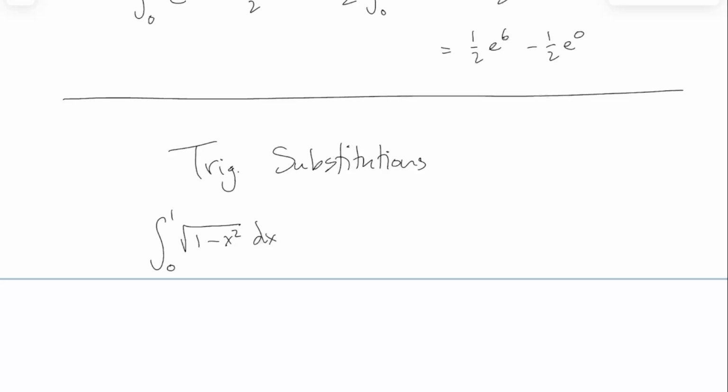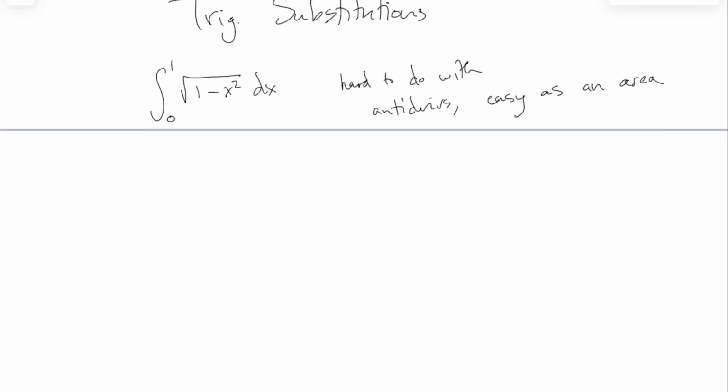this is usually one of the first example integrals that people talk about when you learn what the integral is. This is hard to do with antiderivatives. Easy as an area. Easy, you'll have to take that with a grain of salt. But can anybody say, what does that represent as an area? Anyone know what that function looks like? So if you think of it graphically, it's that, right? The graph of that. Does that look familiar to anybody?